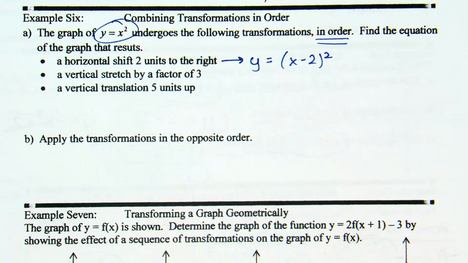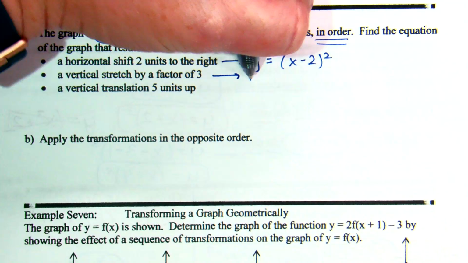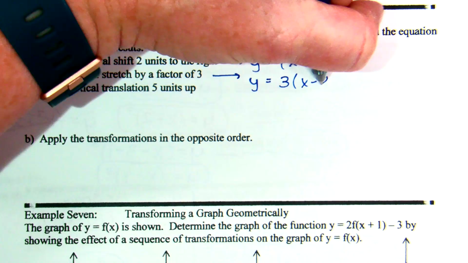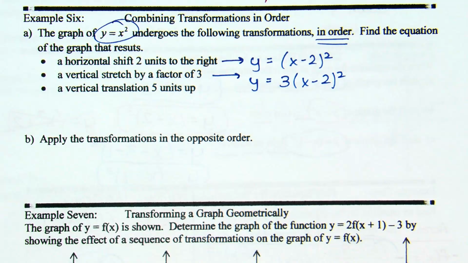Now, take that equation and adjust for the next part. A vertical stretch by a factor of 3. So, vertical stretch by a factor of 3 means you're multiplying by 3. So this becomes y equals 3 times x minus 2 quantity squared. And then, a vertical translation 5 units up.